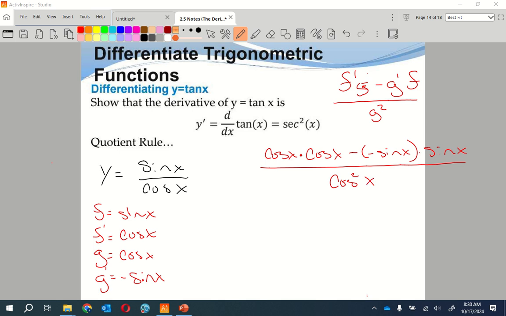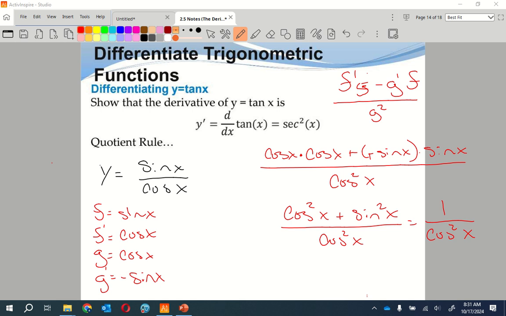Now, in the numerator, I got negative, negative, so I'm going to change that to a plus sign. So I'm now going to have cosine squared x plus sine squared x over cosine squared x. And what is the one thing you learned yesterday? What is the one thing I should be able to identify here? The numerator is equal to 1 because sine squared plus cosine squared is going to give me 1. So that turns into 1 over cosine squared x. So technically, I could say that this is the derivative here.